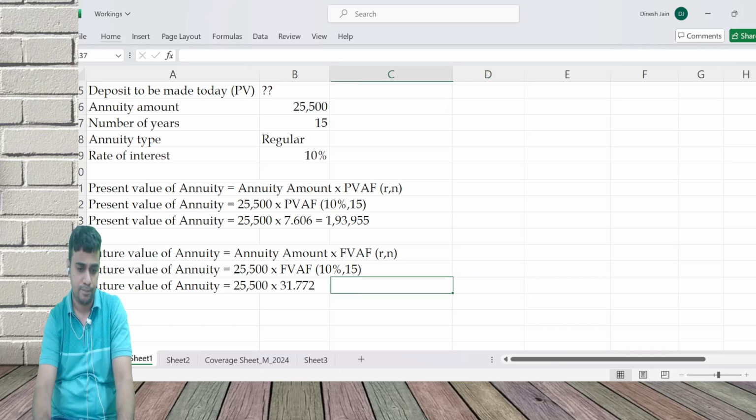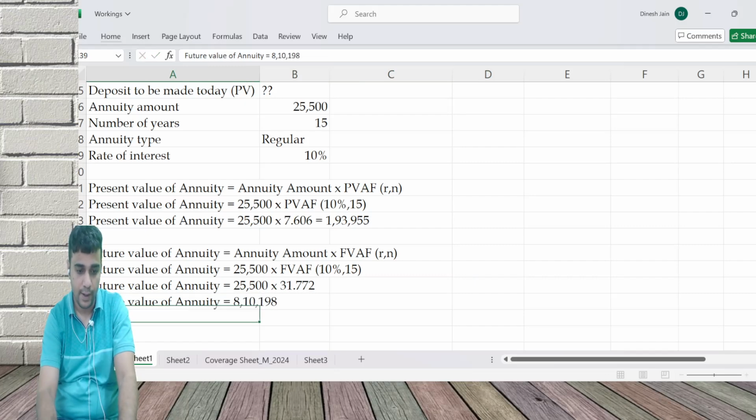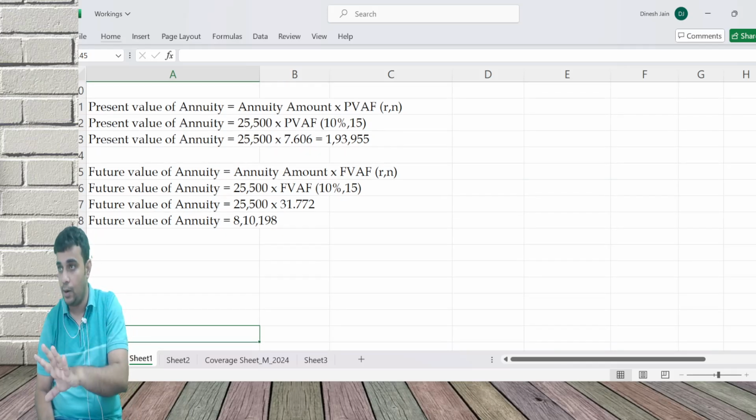What's the amount you get? 8 lakh 198. Any doubts on this? I'll summarize what I have done till now. I have to explain annuity immediate because I explained this and we do some questions and then come back.